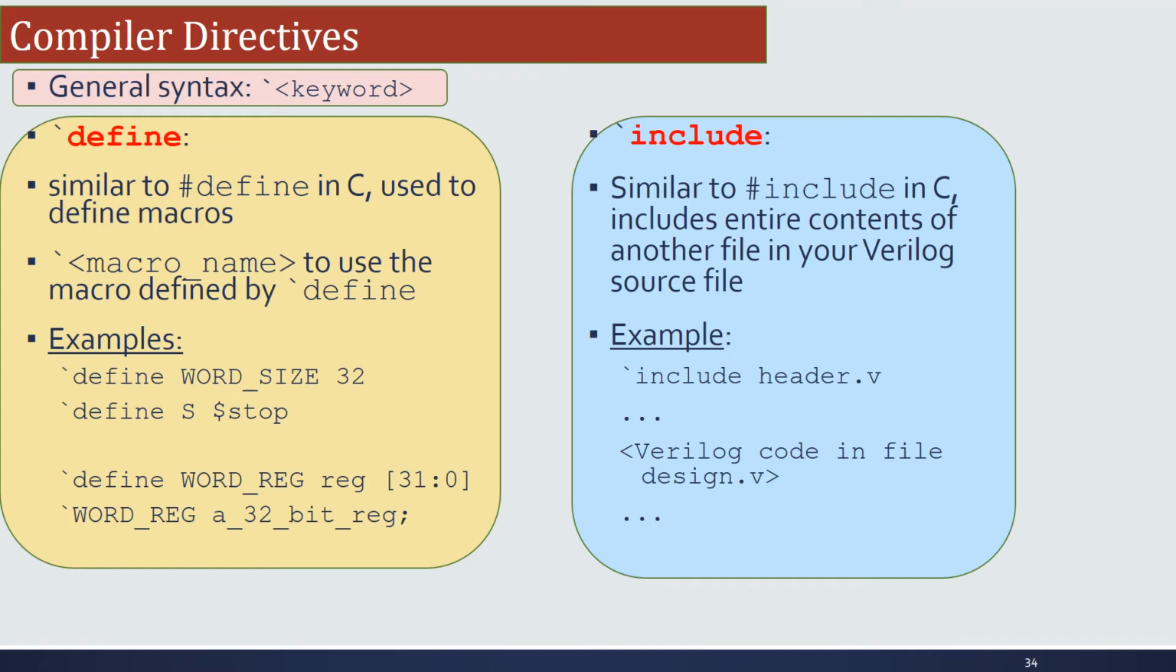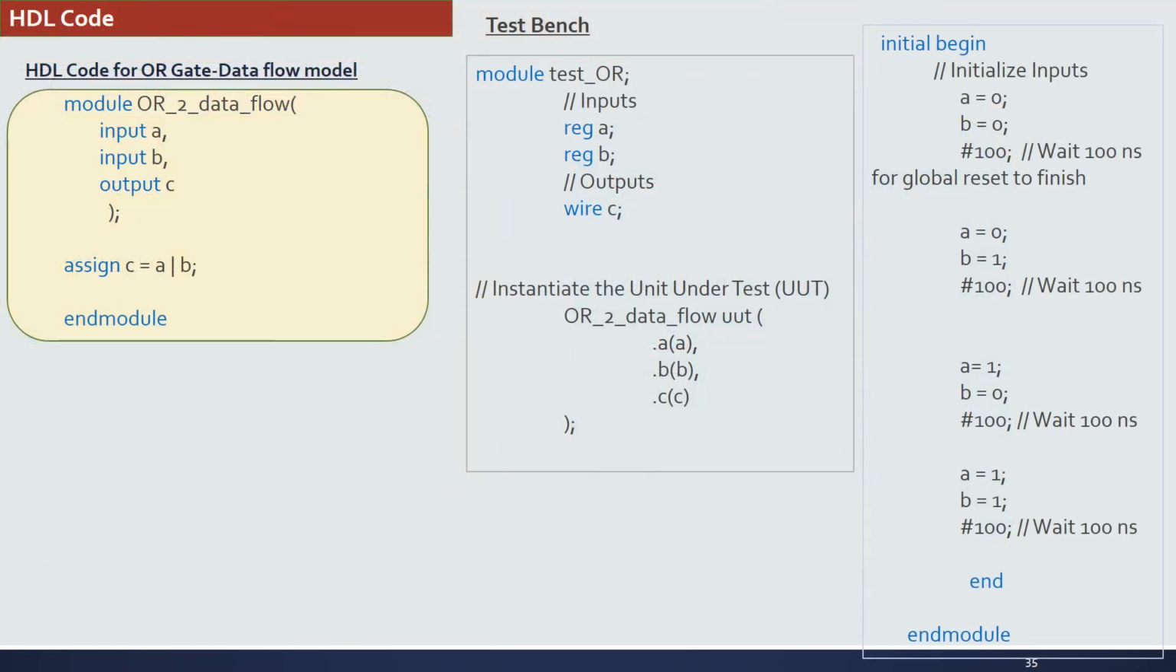Same way, other things are compiler directives. Define and include are compiler directives used similar to C. In C also they are used for specific purposes; similar thing is done here also. Okay, now I will show a simple program and its test bench and how the result we obtain.